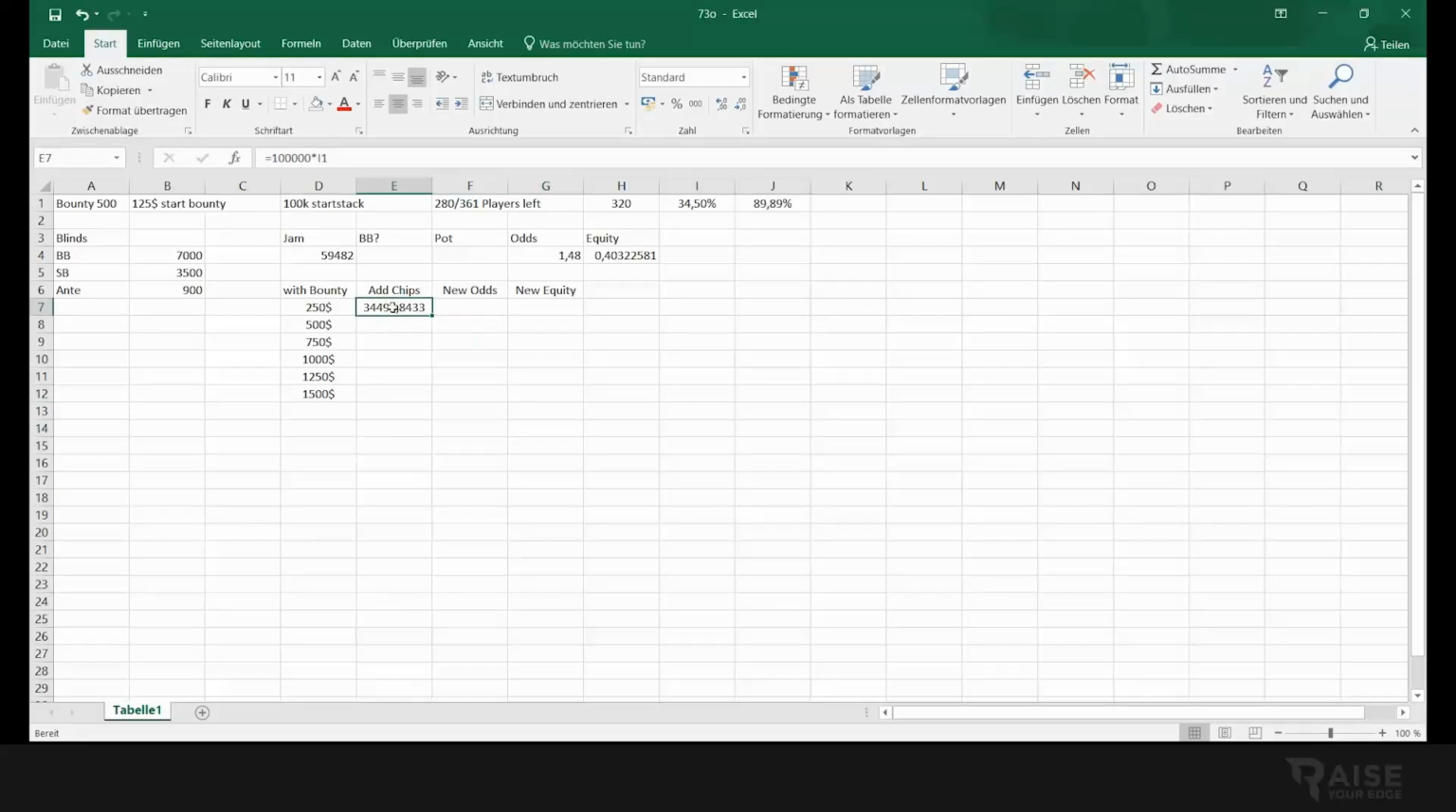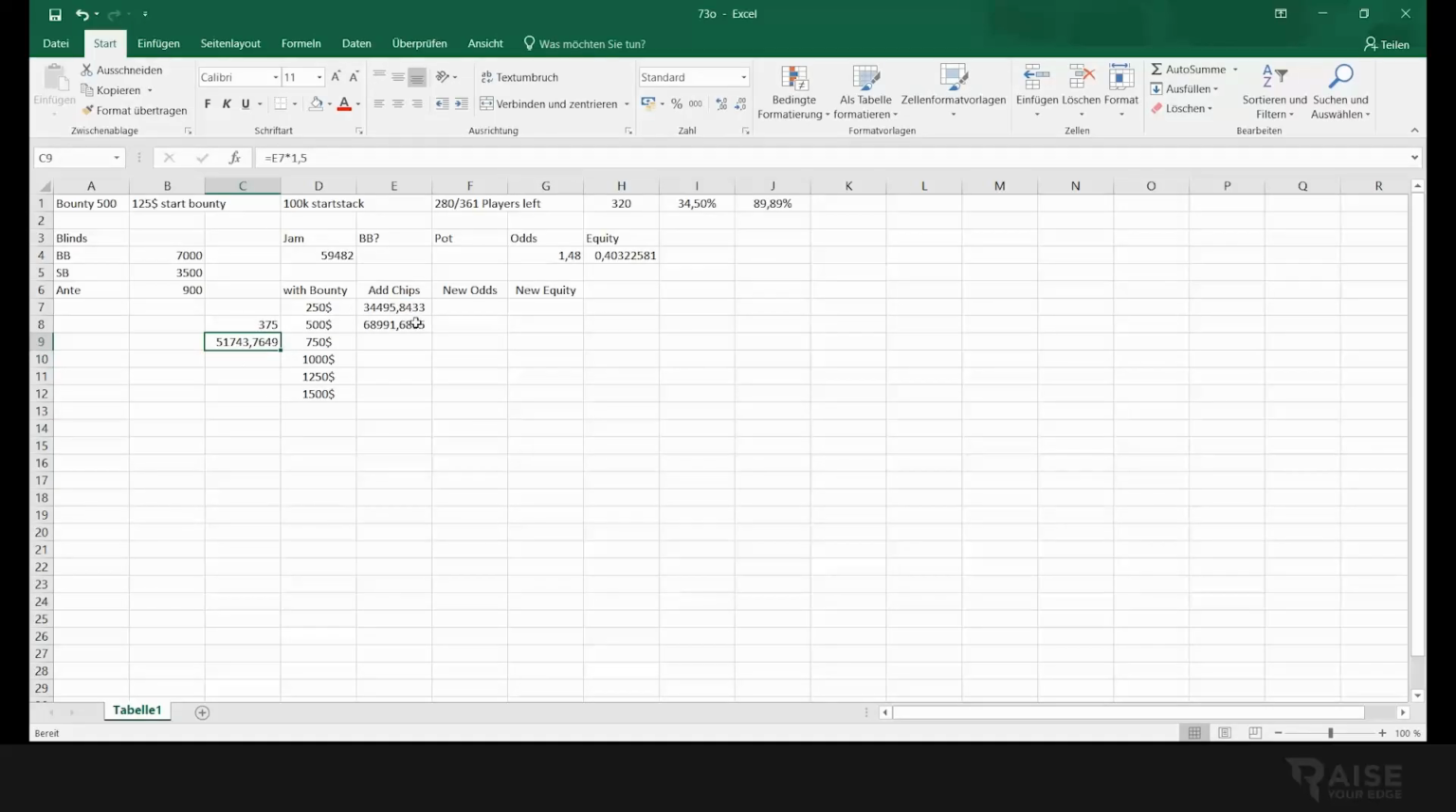Okay, so this is the amount of chips we would add if the player had one bounty. We can just multiply this now by 2 if the player had double a start bounty, so he had $500 total on his head, having already won one bounty from someone else. If he had one bounty, that would be $375, right? So I multiply this by 1.5, and we get the chips for the case that he won one bounty.